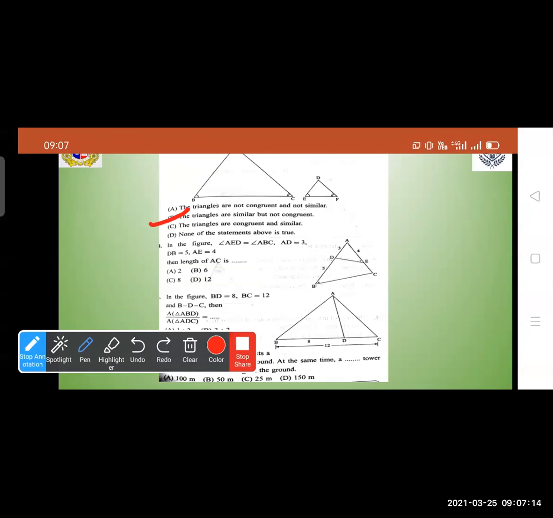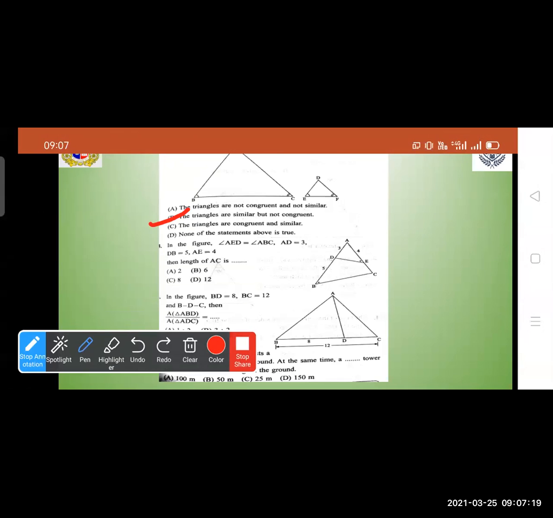For true or false, you have to check all the conditions. First condition is triangles are not congruent, not similar. Here B is equal to E, C is equal to F. That means A is equal to D. So these triangles are congruent. Then the second condition, the triangles are similar but not congruent. So condition number 2 is correct. Condition number 2, B, is correct: similar but they are not congruent.